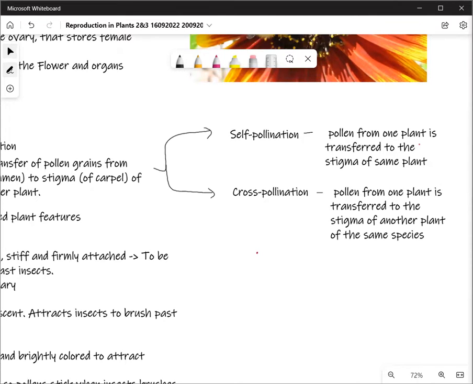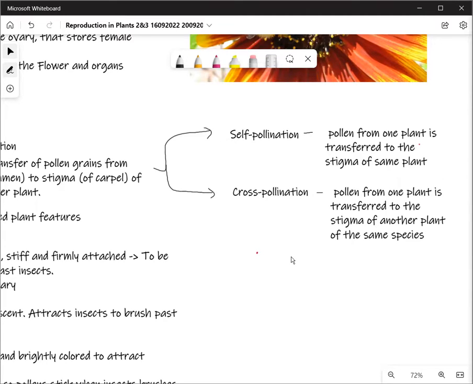Done. Okay, but would it be considered cross-pollination if the plant does produce both male and female gametes, but then that plant's male gametes fertilize another plant's female gametes? Yes, but it has to be another plant, not the same plant. As long as it is another plant, then it is cross-pollination. Cross means another, self means same plant, right?